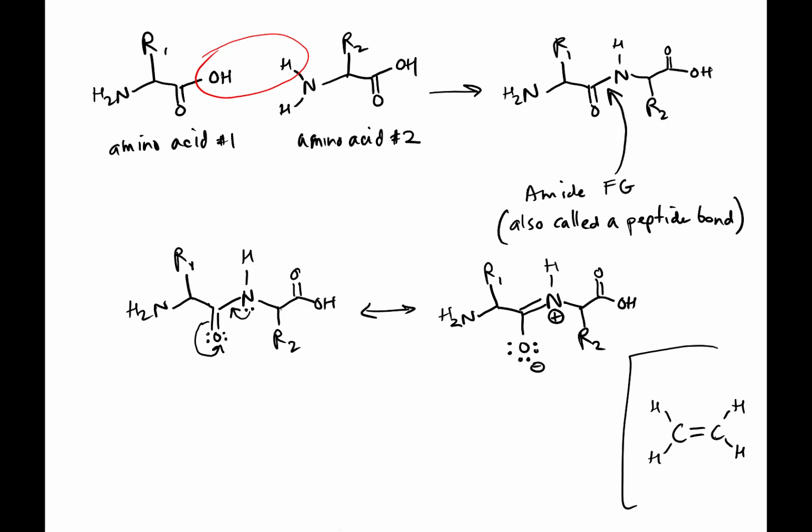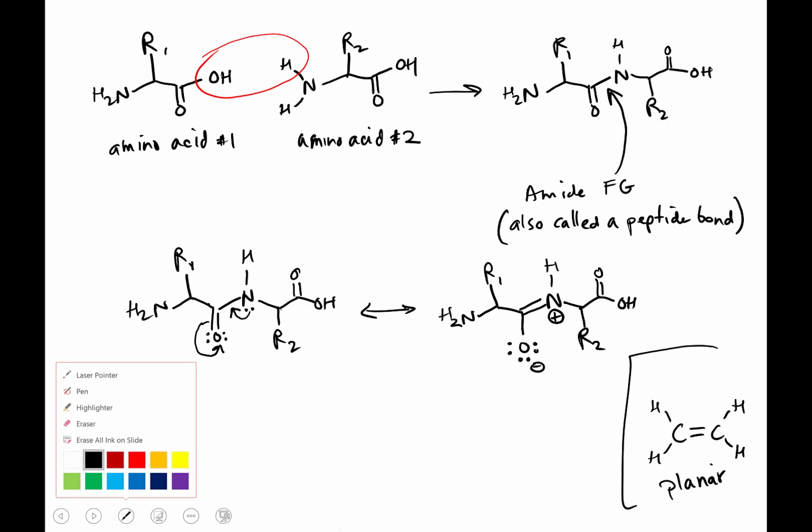This carbon is trigonal planar, and so is this one. And so really all 6 of those atoms lie in the same plane. This is a planar molecule. So in the same way, if you think about the planarity of an amide, it's important.